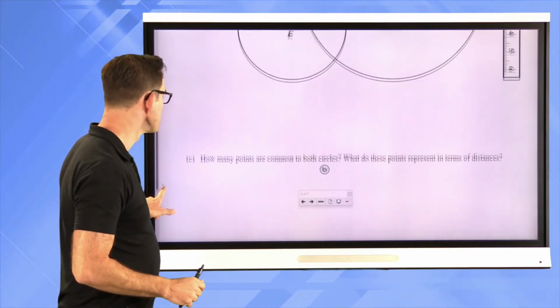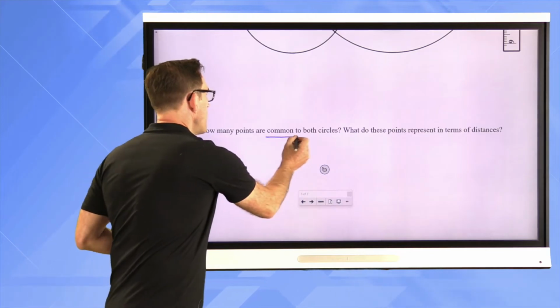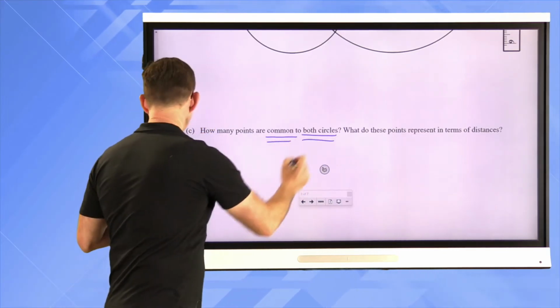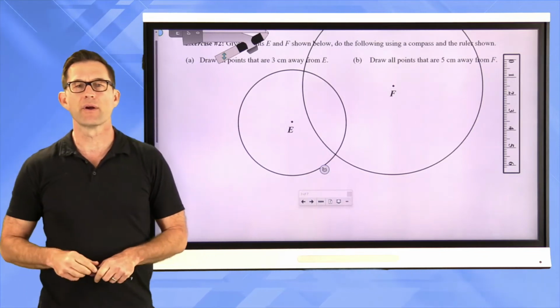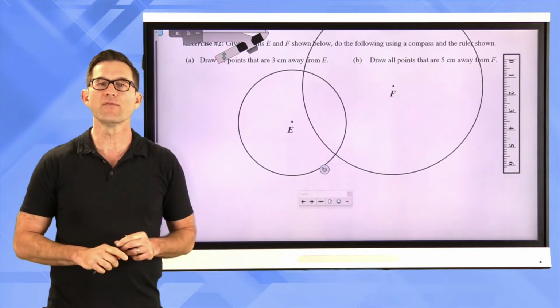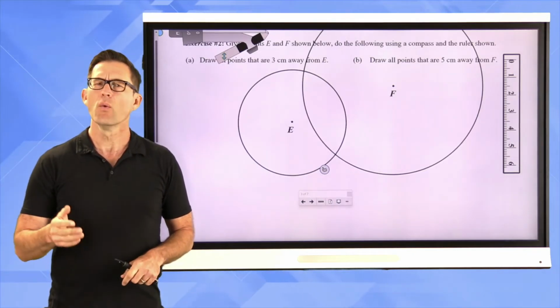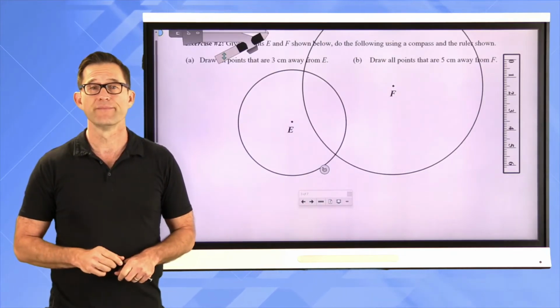Now there's a little bit more to this problem. Letter C. How many points are common to both circles? What do these points represent in terms of distances? So how many points are common to both circles? In other words, they're shared by both circles. Take a look at the diagram and see if you can answer that question, and then follow it up by seeing if you can answer the second question, which is, what do those points represent?